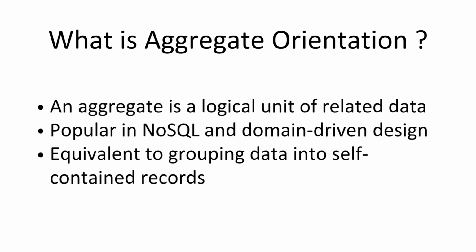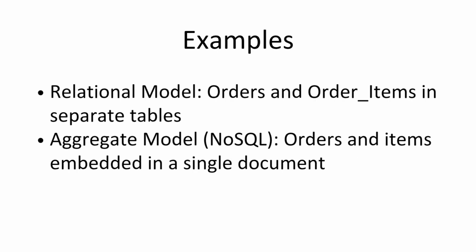In relational databases, this could mean related tables. In NoSQL databases, it's often a single document. This approach contrasts with traditional normalized models. Here's a comparison. In relational databases, orders and order items are normalized into different tables. In aggregate-oriented NoSQL systems, everything may be embedded in a single document, like in MongoDB.